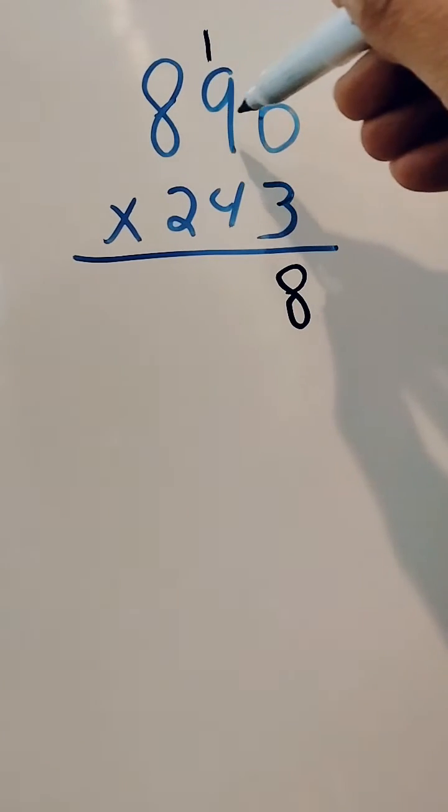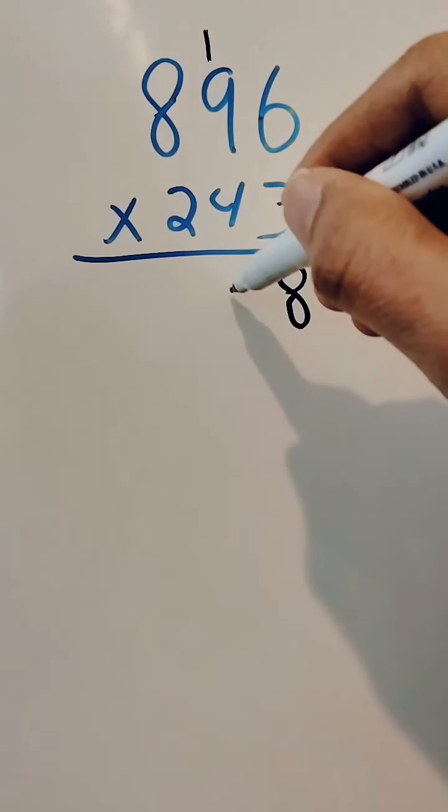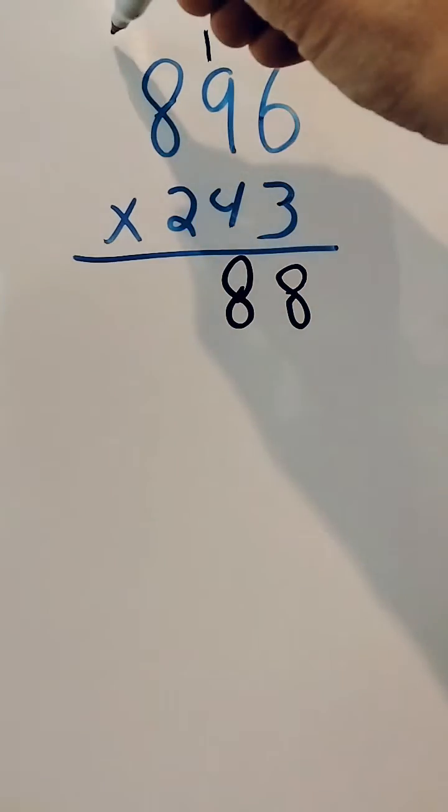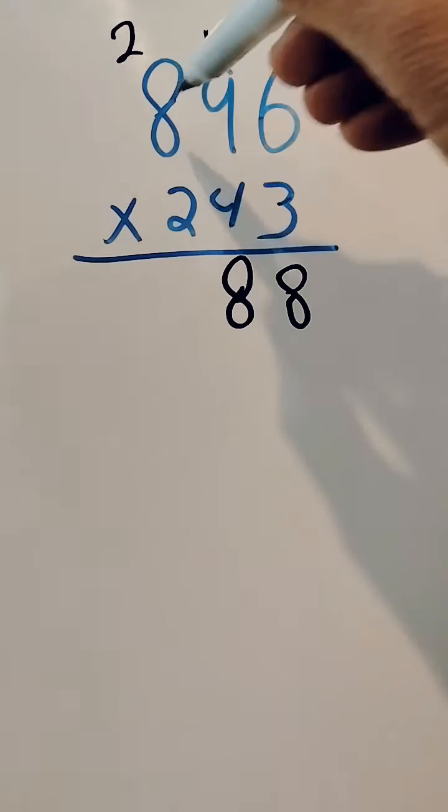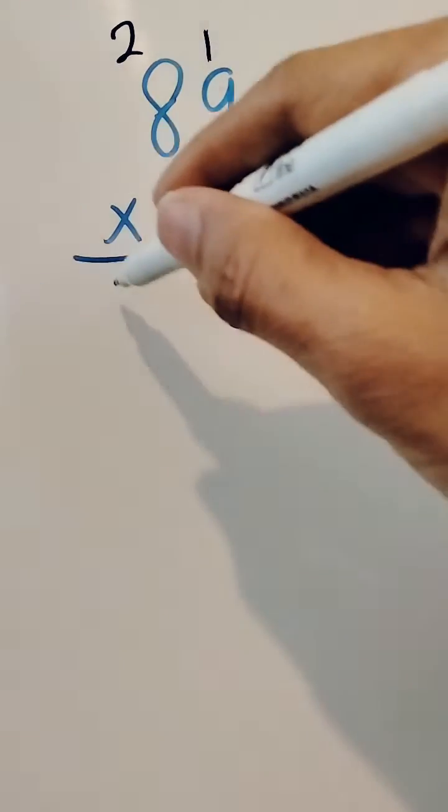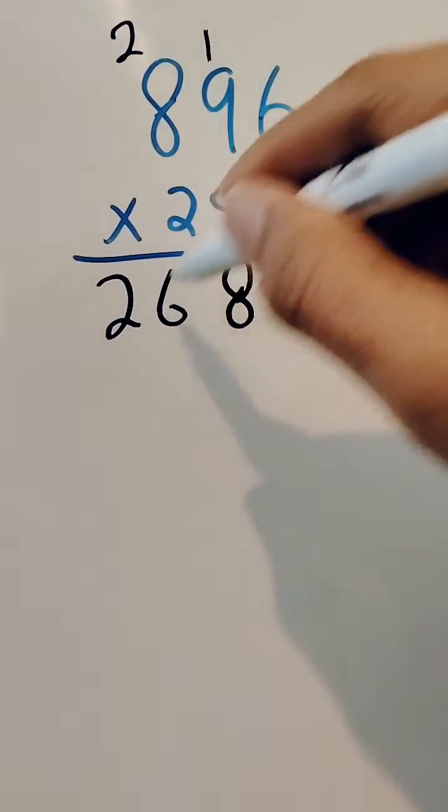And then 3 times 9 is 27. Plus 1 is 28. So we put our 8 right here and we carry our 2. And then 3 times 8 is 24. Plus 2 is going to be 26. So that's the first row.